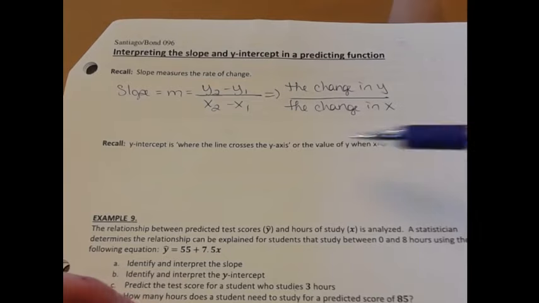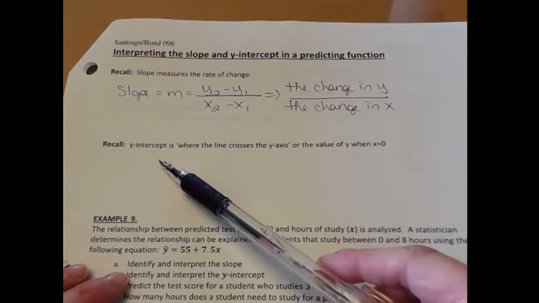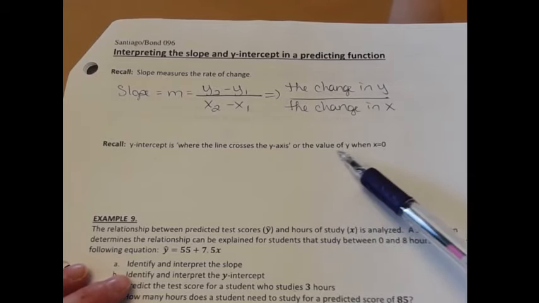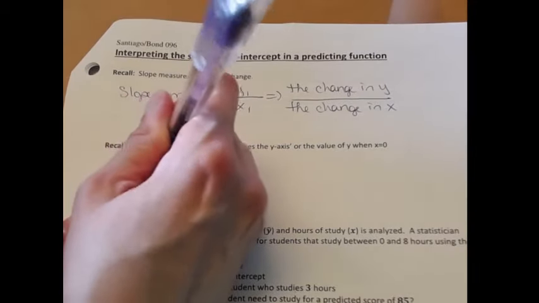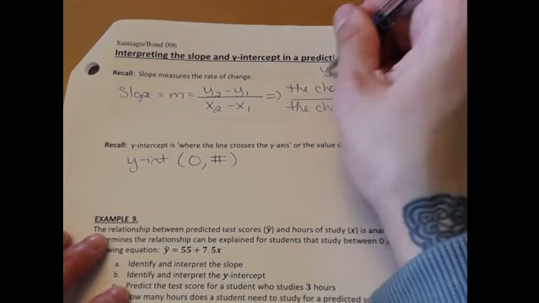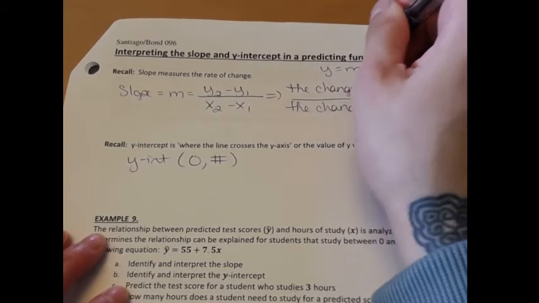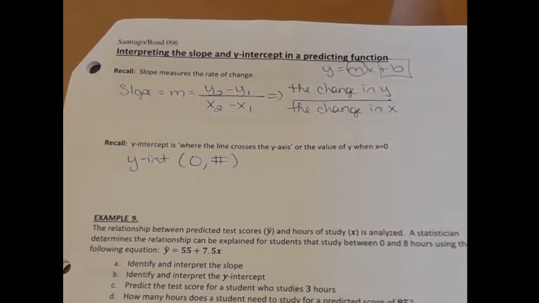We're going to use this idea in terms of interpreting real-world problems, and you'll see that in a bit. Next, I want you to recall that the y-intercept is where the line crosses the y-axis, or the value of y when x is 0. So the y-intercept will always be represented as 0, comma, the number. Recall that in y equals mx plus b, m is our slope, and this b part is our y-intercept. That's going to be useful as we dissect the following problems. Okay? Let's take a look.